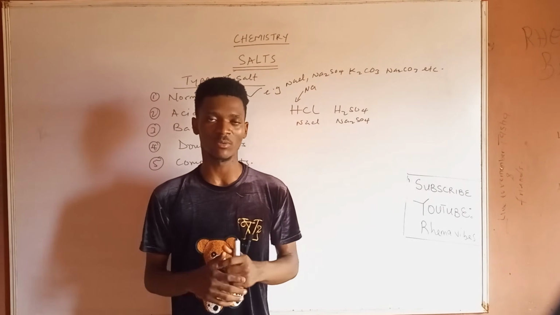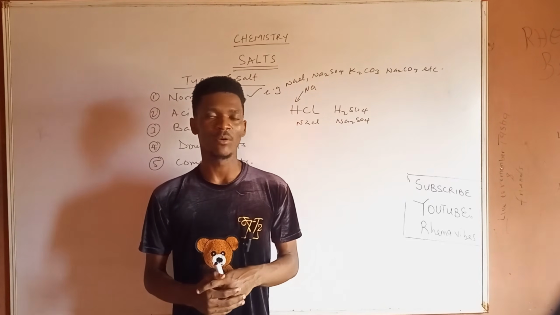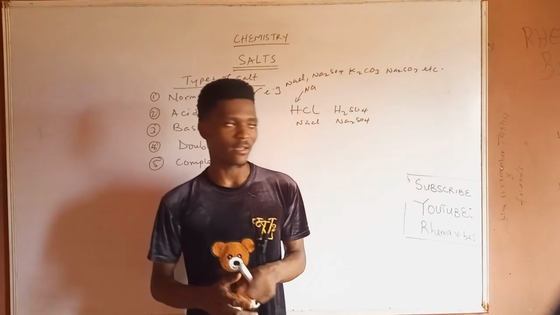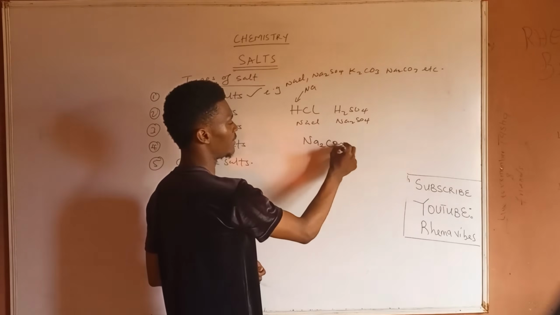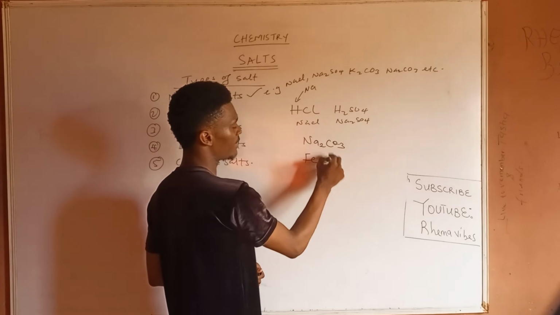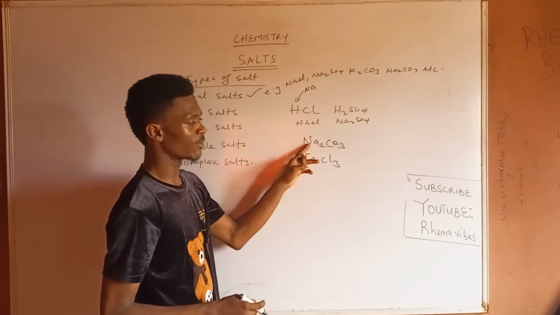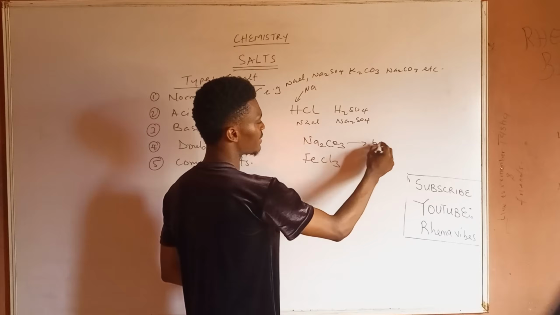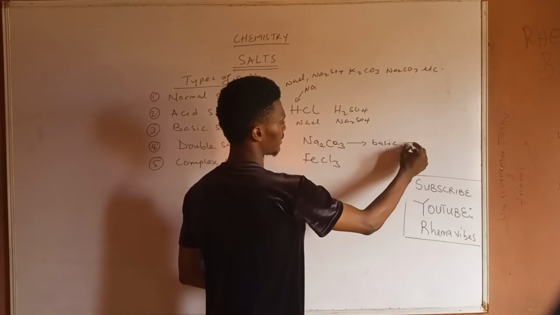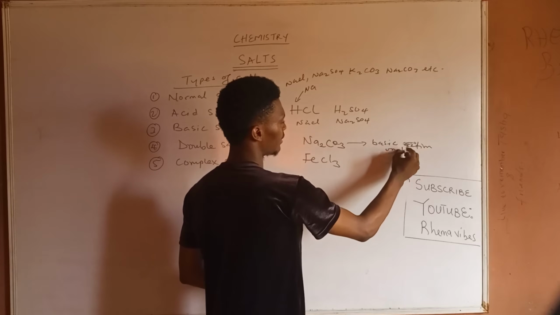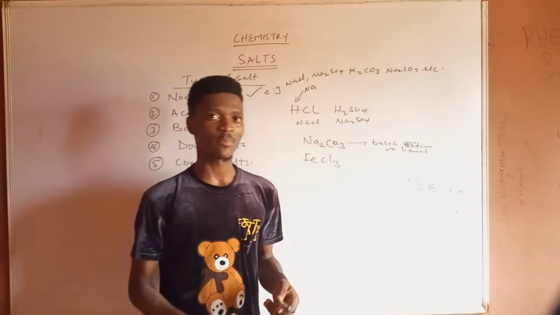It means they don't have any effect on litmus, meaning they are neither acidic nor basic. But there are still some exemptions to it, like looking at this normal salt, Na2CO3 and FeCl3. These two, they are normal salts, no doubt. But then again, this salt has a basic action on litmus, meaning that it tends to turn red litmus paper blue.